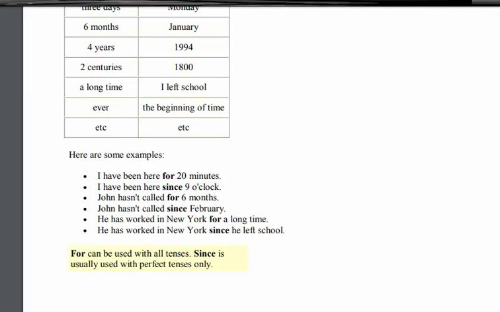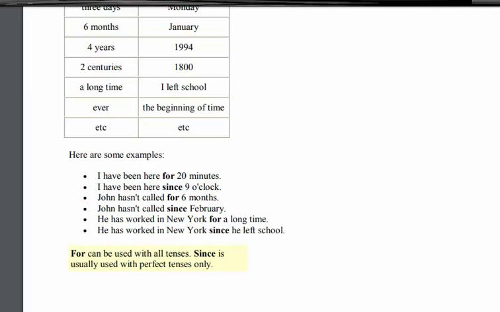For example, I have been here for 20 minutes. I have been here since 9 o'clock. John hasn't called for 6 months, and John hasn't called since February. And he has worked in New York for a long time, and he has worked in New York since he left school.